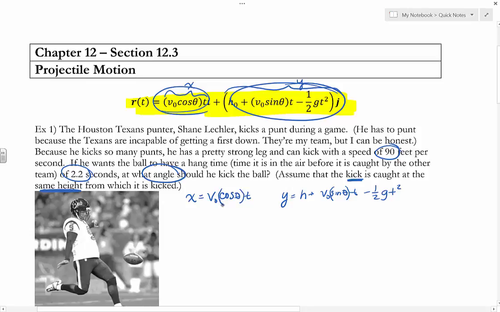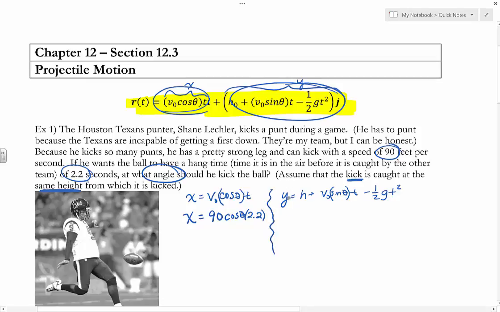What angle should he kick the ball? 2.2 seconds. All right, let's fill in some stuff. Do I know x? Nope, I don't know how far it's going down the field, so I'm just going to leave x as x. V sub 0 is the initial speed with which he kicks the ball, and that's 90 feet per second. What angle is he supposed to kick it at? So cosine theta is unknown. And t, we want a hang time of 2.2 seconds, so that goes there. There's an equation, but it's not solvable, so I'm going to leave it alone for now.